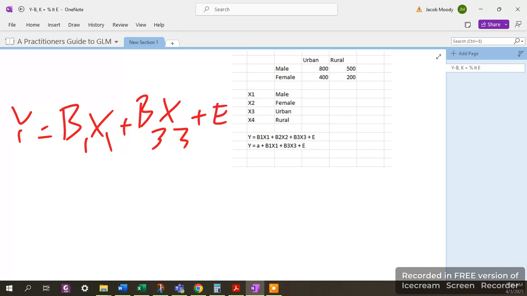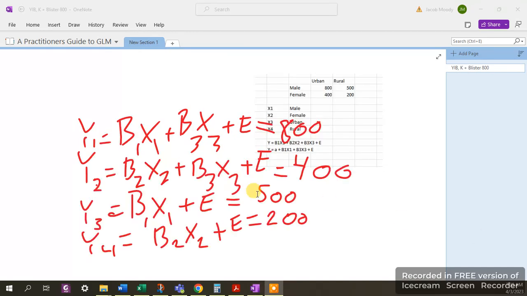Now I'm going to pause the video and continue with the rest of the equations written down. So you have here all 4 equations. If you look at just this one, the first plus the third, which is the urban, plus an error is 800. Then you do the same thing here, female plus urban, that's the 400 plus the error term. Here's the male plus error, and here's the female plus error, because rural isn't included, so the x3 is gone, and that's the 500 and 200.